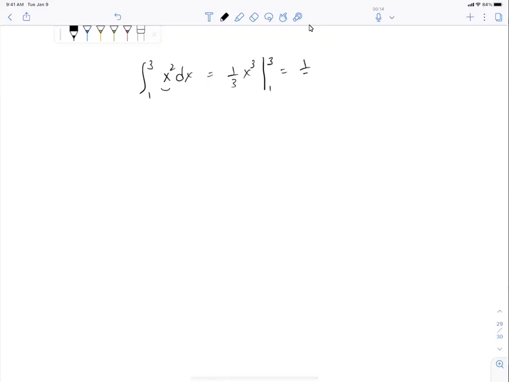Then evaluate it from the lower bound of 1 to the upper bound of 3. So it's going to be 1/3 times 3 cubed minus 1/3 times 1 cubed. So plug in 3 and plug in 1. You get 27/3 minus 1/3, which is 26/3. So you learned that from 5.3, the connection between the two of them.